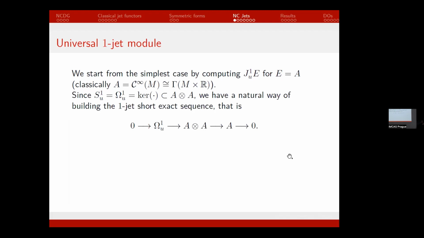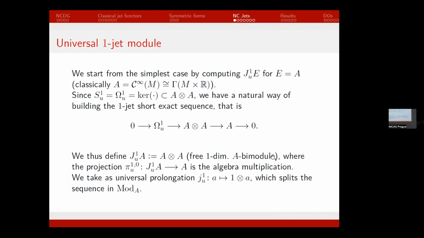What do we do? So we know that S1 coincides by definition with omega 1 of U, which again, by definition, coincides with the kernel of the multiplication. So we have a natural map of this form. As I said earlier, the zero jet coincides with the module itself. So this is a good candidate for the zero jet. This is F1 of U, and therefore we can define this central element as the universal one jet on A. Notice in particular that it's the free one-dimensional A bimodule.